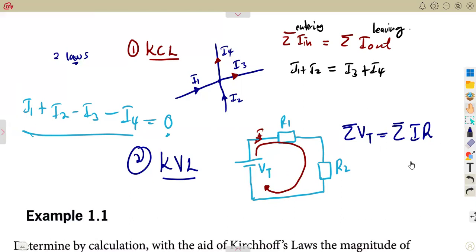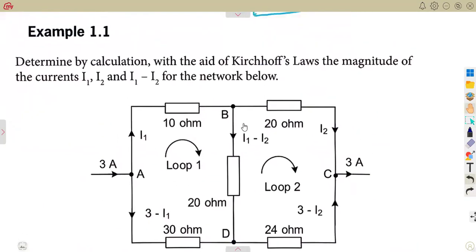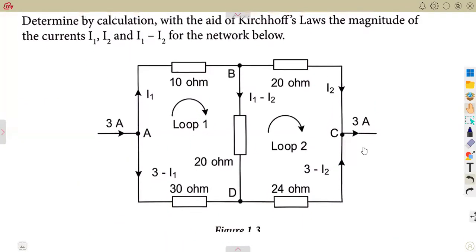So let's consider this question. We do not have a source. We do not have a voltage. This is from the hands-on. So we do not have a voltage source.